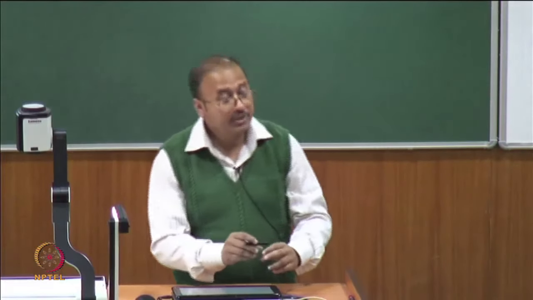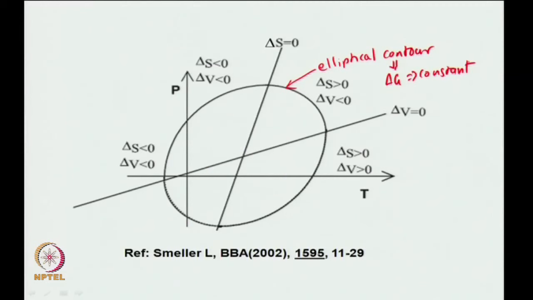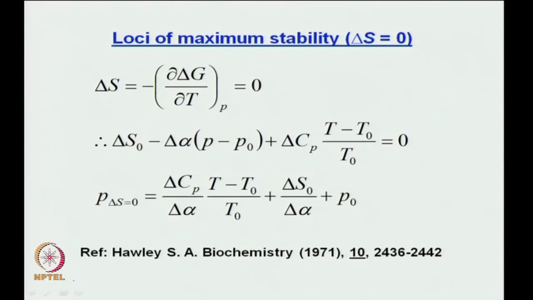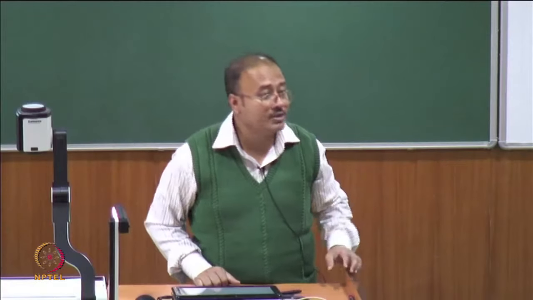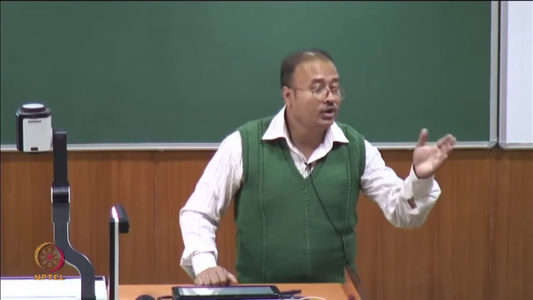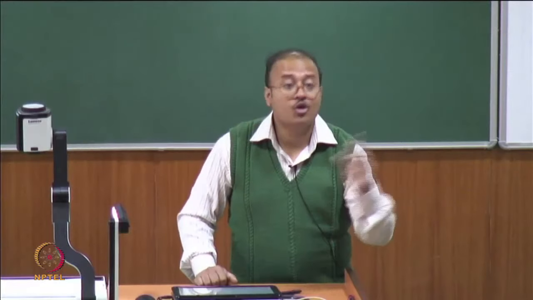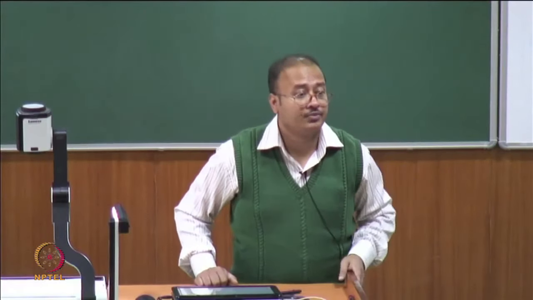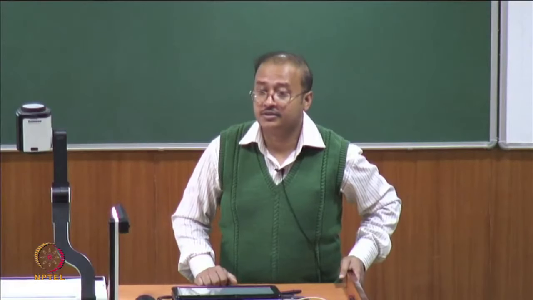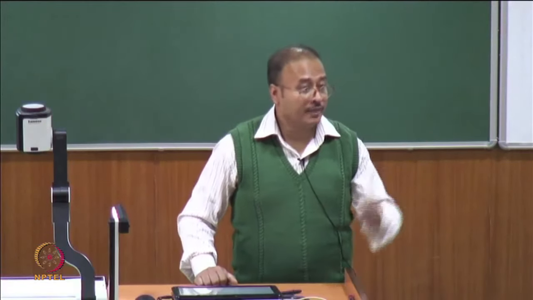Okay. Now, what about these lines, delta S and delta V? How do we get that? So, this we refer to as loci of maximum stability. You know what loci is, right? It is the locus of all the points which have delta S equal to 0. Now, see what was delta S equal to 0? Remember when we were talking about the hydrophobic effect, we were saying that the protein would be more stable at what temperature? T of S. And what did we have at T of S? Delta S equal to 0, that was the point of maximum stability, right.